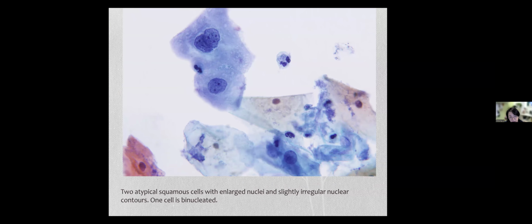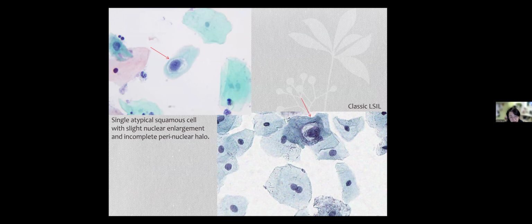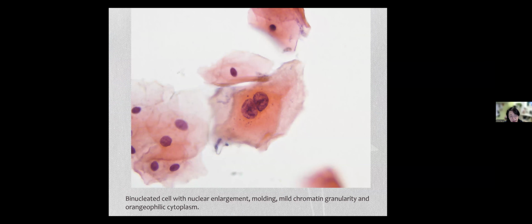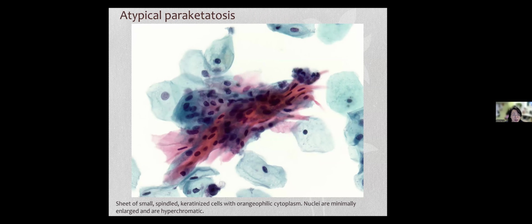And this is another ASCUS. You can have double nuclei, but the nuclear contour is pretty irregular. They're rare. If you have just one rare abnormal squamous cell, you can call it ASCUS. This one is keratinized ASCUS. Compared with the adjacent normal superficial cell, orange, the nuclei are very large, but not enough to call low-grade SIL. So this is a squamous atypical parakeratosis.